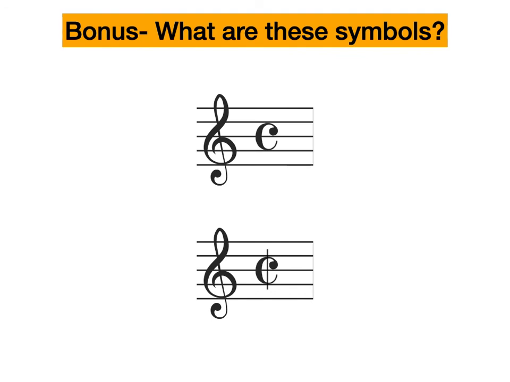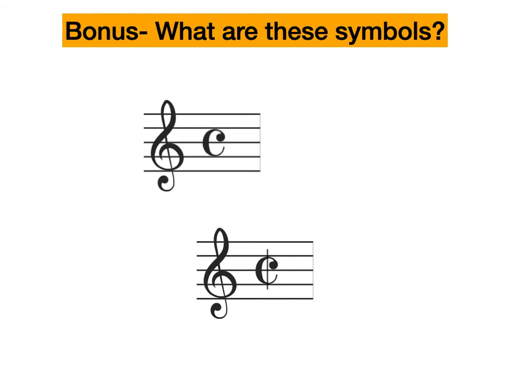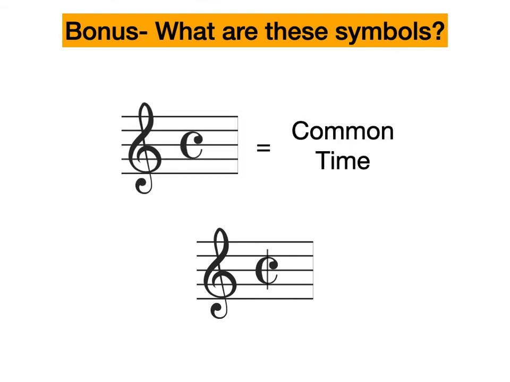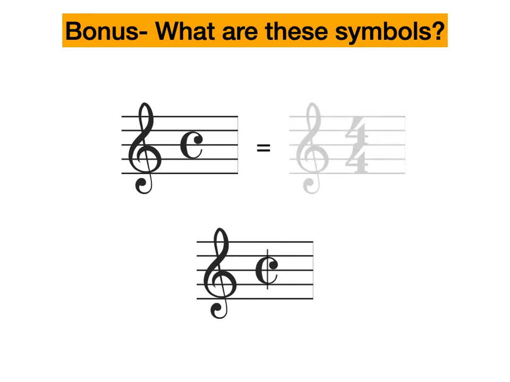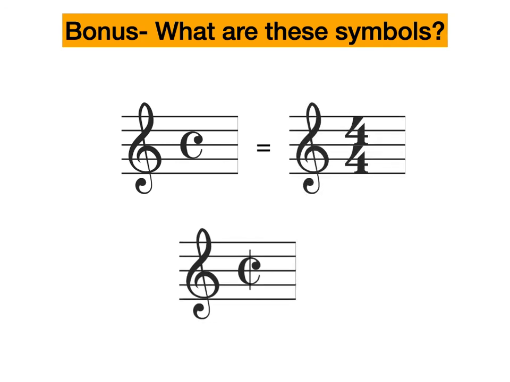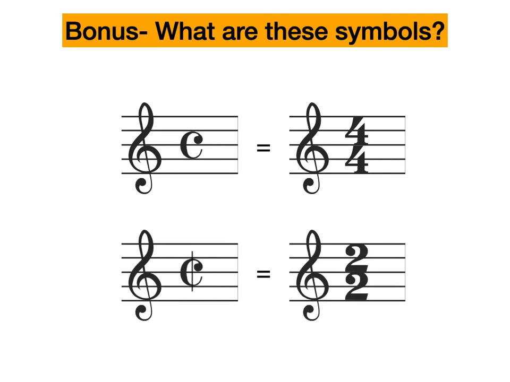But have you ever seen these symbols at the start of your music? These aren't numbers at all. What do they mean? These symbols simply mean common time. And what is the most common time? 4/4. So the top C is 4/4 and the bottom one is 2/2.